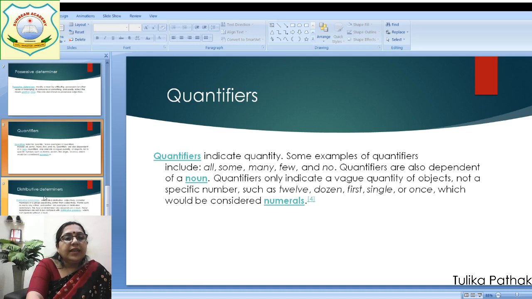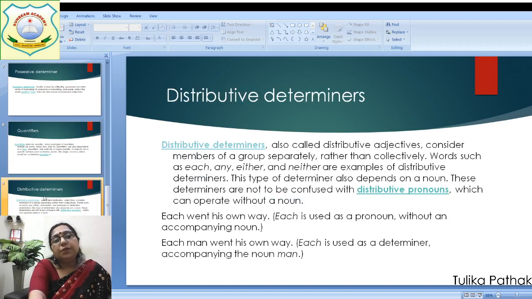So next I come to distributive determiners. These determiners are also called distributive adjectives. They consider members of a group separately rather than collectively. Words such as each, any, either, neither are examples of distributive determiners. This type of determiner also depends on a noun.